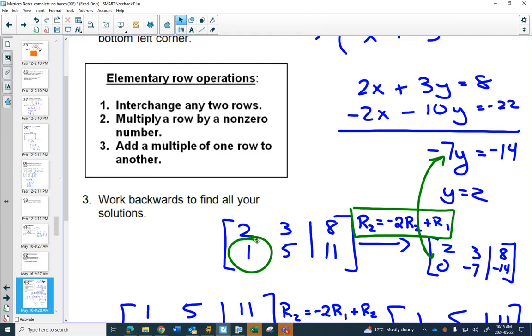I have a question. Yes. Wait, where do you get the -2 from? This is where you're going to have to do some mental math, and you have to say, if I want to make this a 0, what could I do to multiply rows by and add rows together to make it a 0?